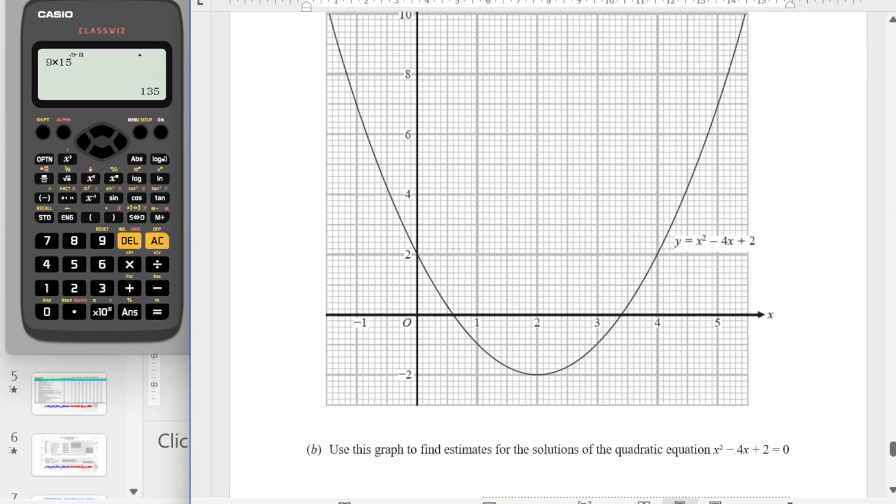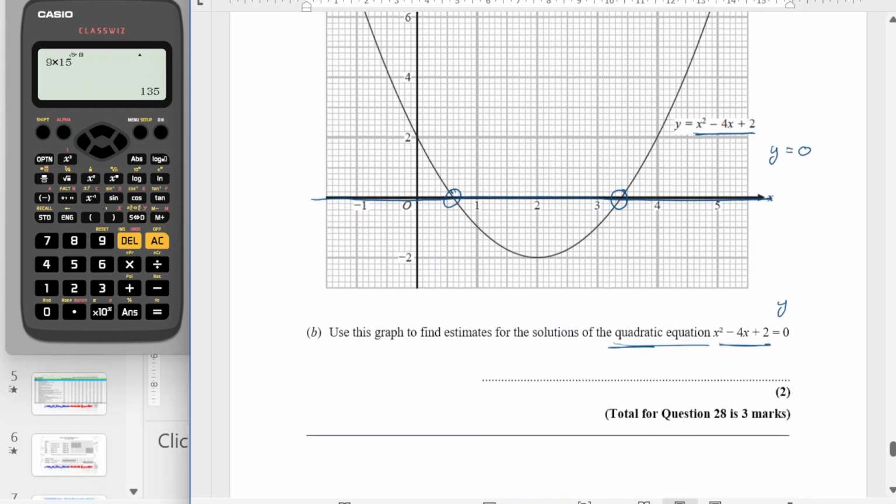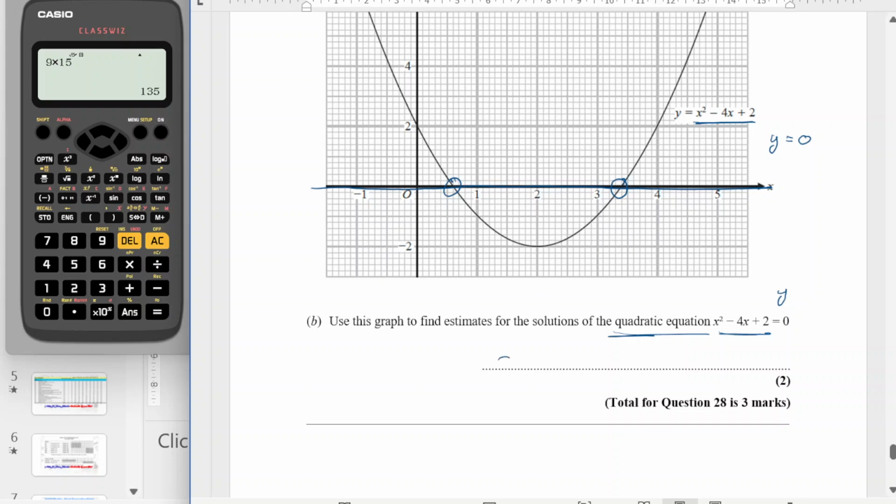Use the graph to find an estimate for the solution to the quadratic equation. So we've got this as our equation. It does match. So in effect, what we want to do is find where this equation crosses the line y is equal to 0. Y is equal to 0 is this line here. So what I need to do is read off this coordinate and this coordinate, and those are my estimates for my solutions to x.